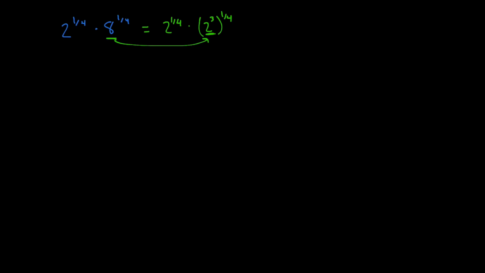And now we have the same base, so we can start combining things. So we have 2 to the 1/4 times 2 to the 3/4, because 3 times 1/4 is 3/4. Then those exponents get added. So we have 2 to the 1/4 plus 3/4, which is 4/4, and 4/4 is 1. So we have 2 to the 1st, so this is just 2. So that one takes a little bit of creativity, or just being able to see that one of these is a power of the other and can be rewritten to look like our other base.